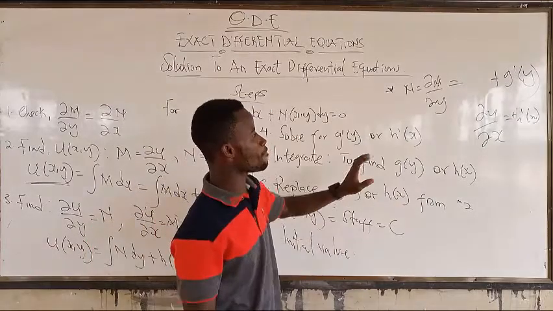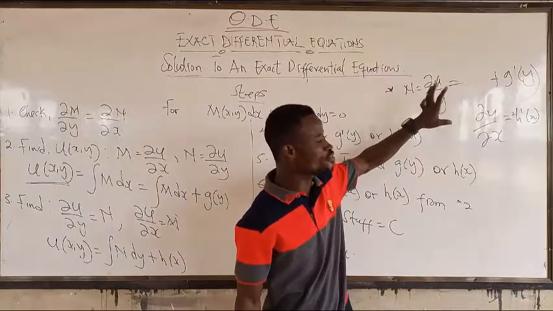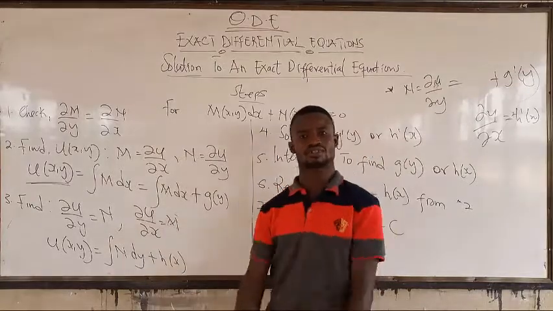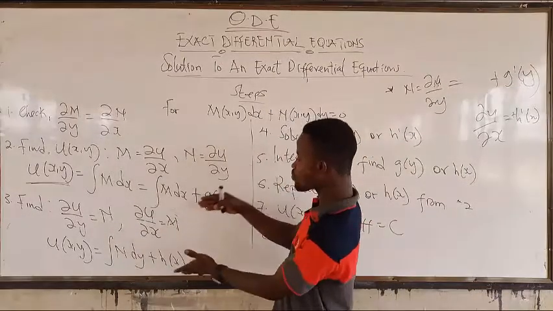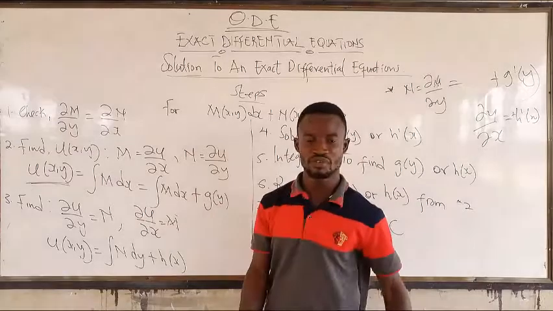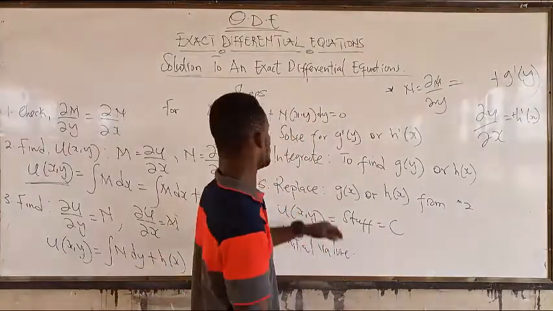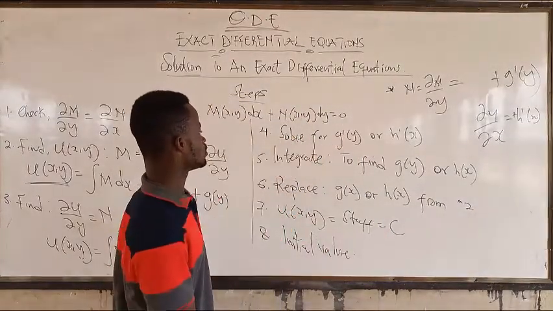It's coming from after taking the partial derivatives of the integral results, because we don't have any H prime or G prime here. So that is where it is coming from.